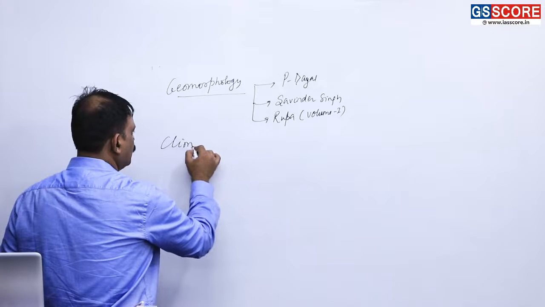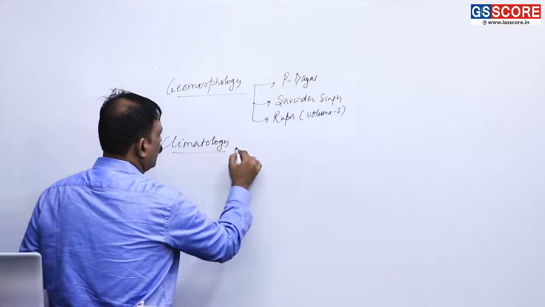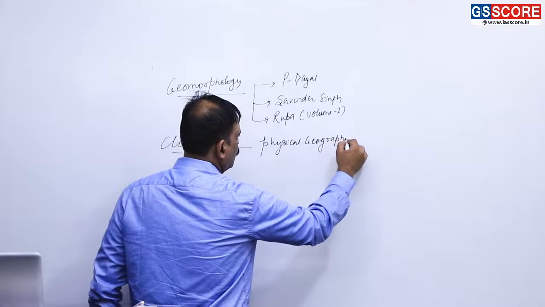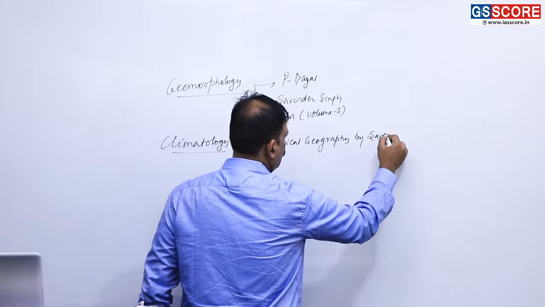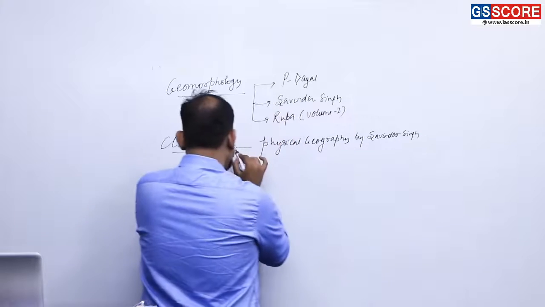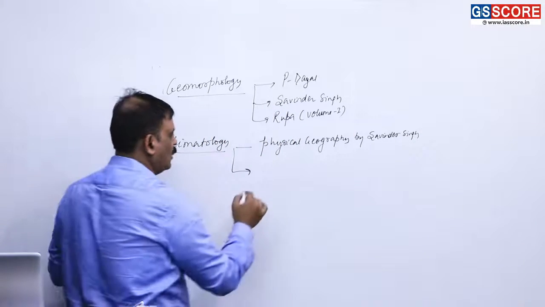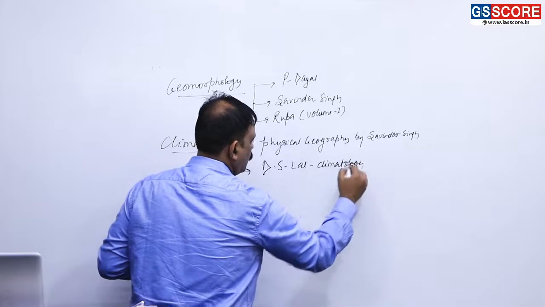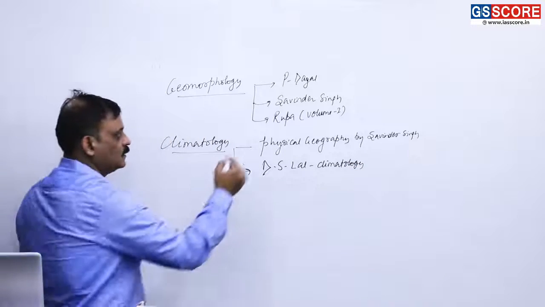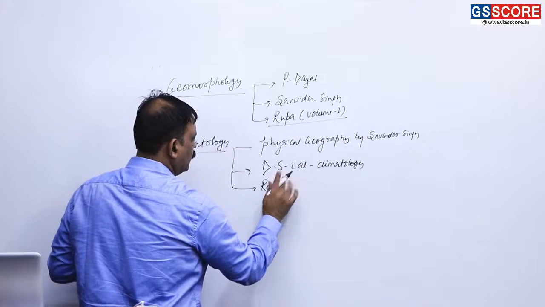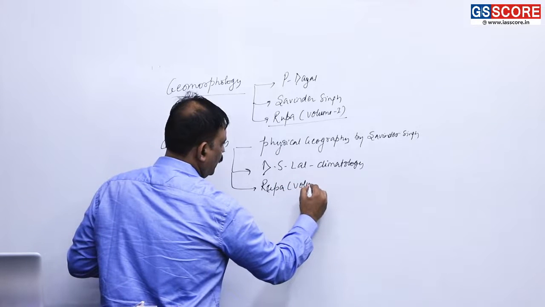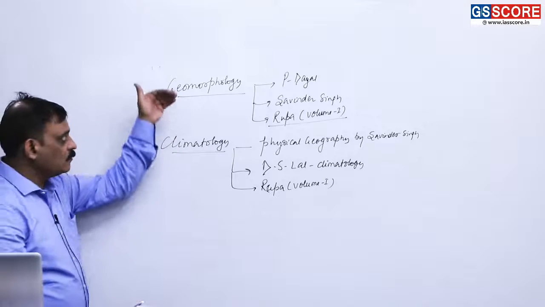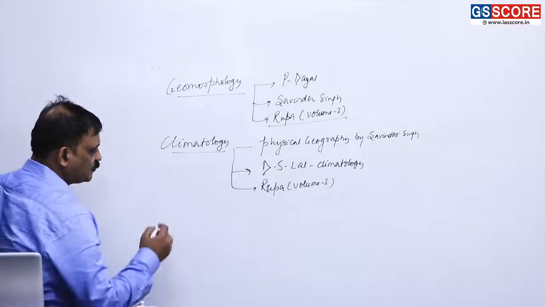For climatology, you can go for the Physical Geography by Savindra Singh. You can prefer Savindra Singh, and you can also go for D.S. Lal's Climatology. And again Rupa Made Simple, volume 1, is equally important. Okay, now after geomorphology and climatology, the next topic is oceanography.